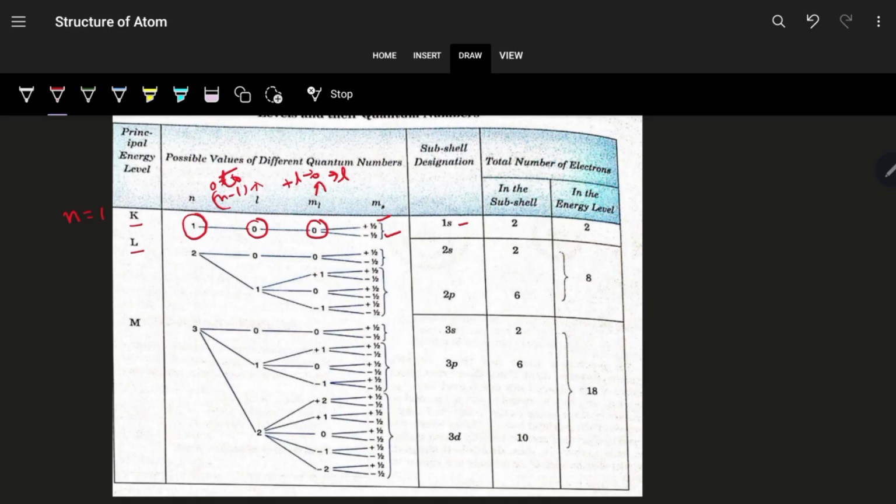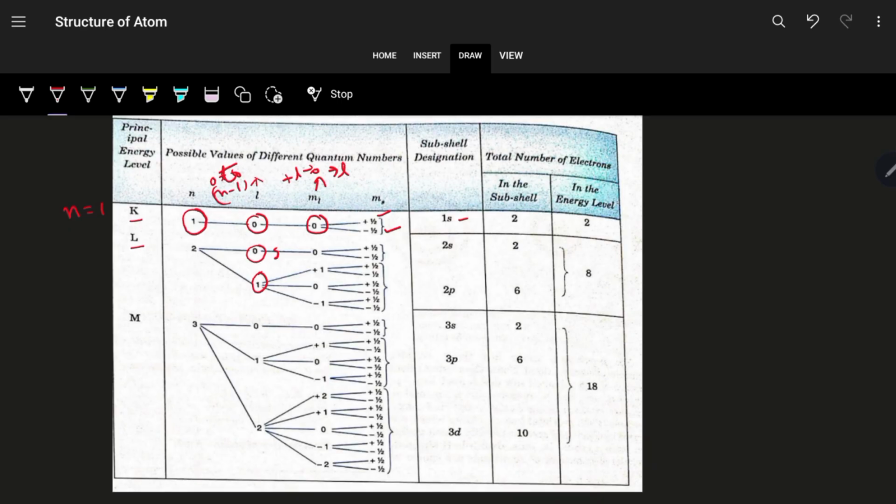So now l is equal to 0 and 1 for n equal to 2. That means l equal to 0 means s subshell, and l equal to 1 means p subshell. Now the p subshell can have 3 degenerate orbitals. Why? Because it has 3 ml values, plus 1, 0, minus 1. That corresponds to px, py, pz. Each orbital can accommodate a maximum of 2 electrons with opposite spin, plus half, minus half.